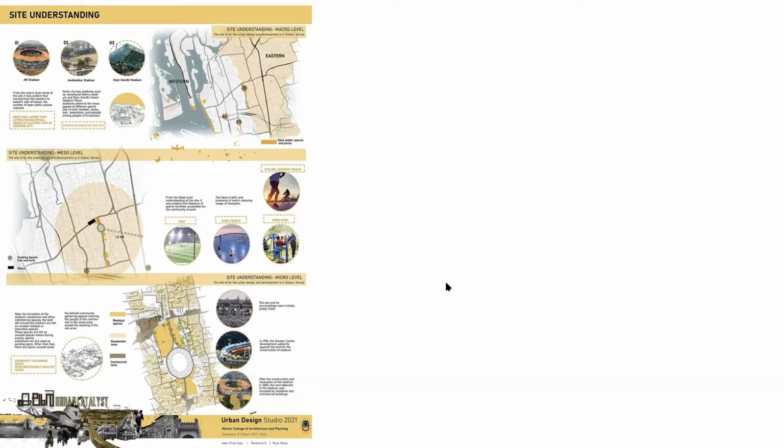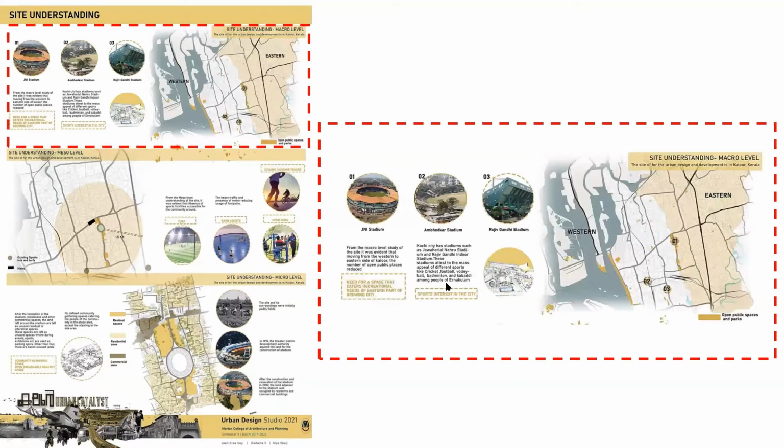In the macro level understanding of the site, we could identify the lack of open spaces when moving to the eastern part of Kochi. Secondly, with the presence of multiple stadiums in Kochi, people's interest in sports and sports-related activities was clearly evident. Thus, in the macro level, we could identify the need for a space that caters to the recreational needs of the eastern part of the growing city.